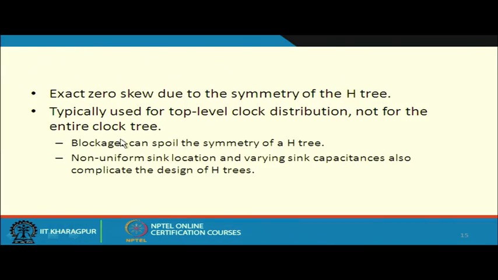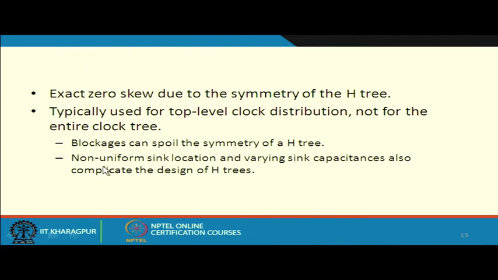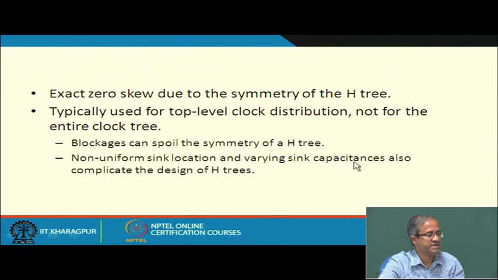Now if there are blockages on the layer, then the design of the H tree will be spoiled. That is why I said, whenever you are laying out a clock tree, that has to be laid out on a separate metal layer where there are no blockages. You can lay out the lines as you want. Okay. And also if the sink locations and sink capacitances vary, then the design of the H tree will be different, because here you are saying exact zero skew only with respect to the distances. Okay.